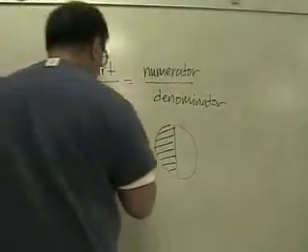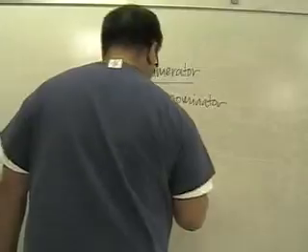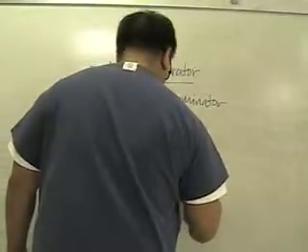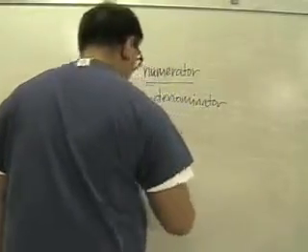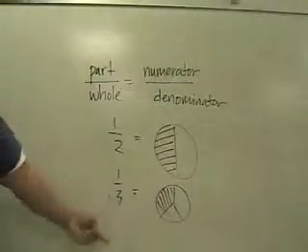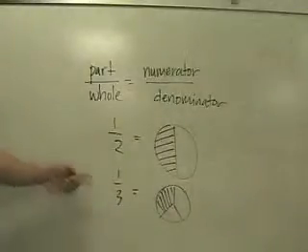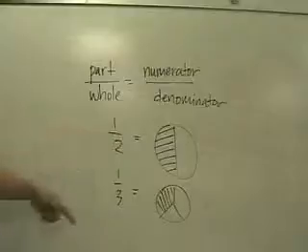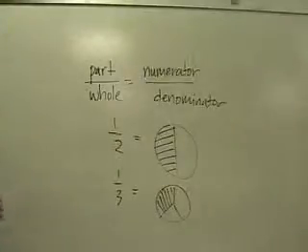So if it was 1/3, how many potential pieces? 3. 1/4, how many potential pieces? 4. 1 out of 4. 1 out of 2, 1/2, 1/3. And that's all that a fraction is.